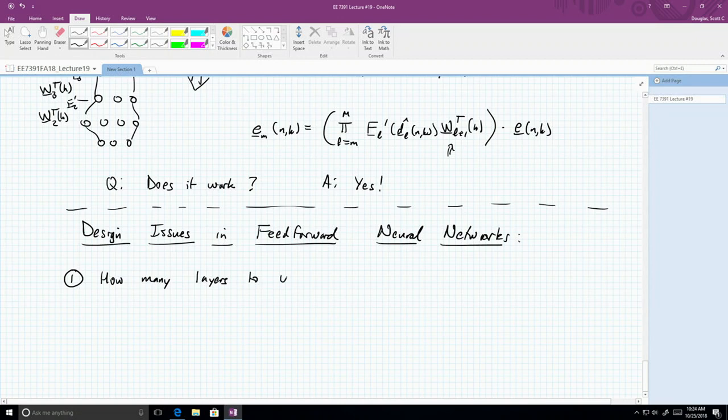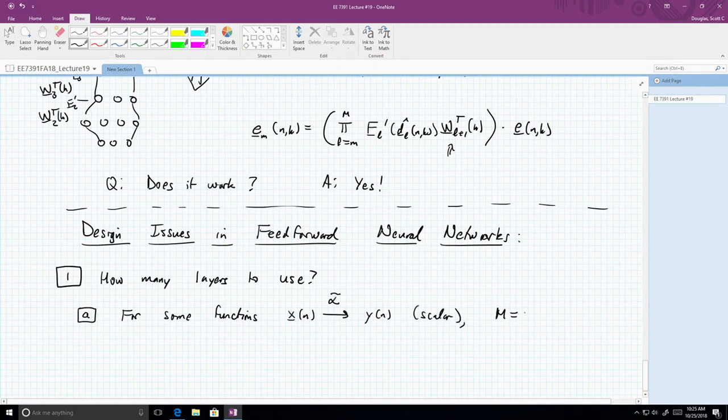layers to use? Actually, to denote some differences here, I'll put a box around it. One: how many layers to use, okay? Well, here's the thing. For some functions, and you might argue it's actually quite a large set, where I'm going from x of n, some arbitrary function, to just a scalar y of n, m equal to 2 layers is enough. That is, I only need 2 layers.